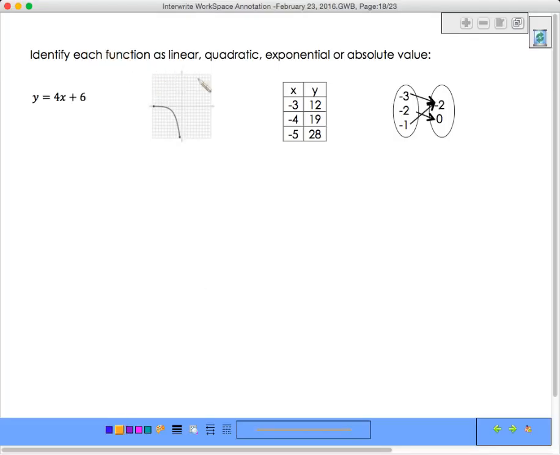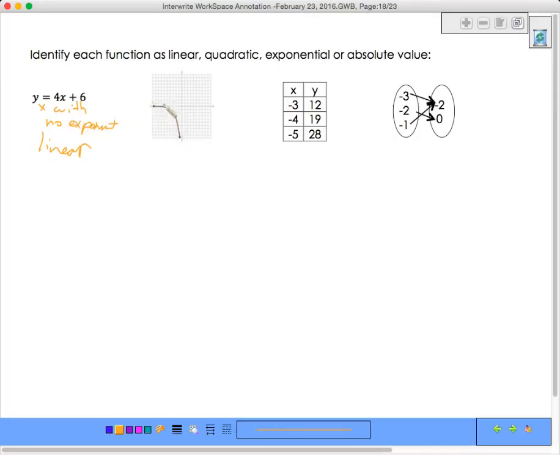Okay, we're going to identify each function as linear, quadratic, exponential, or absolute value. Now when I want you to show me this, I want you to give me some evidence here. So this one right here has an x with no exponent. So that is linear. Okay, don't just tell me linear, tell me why.